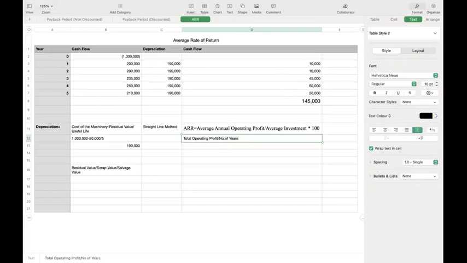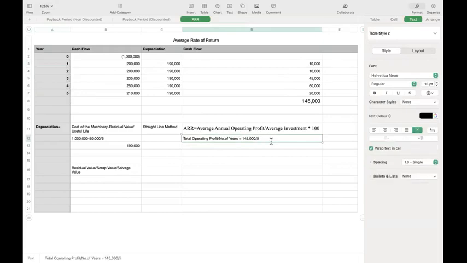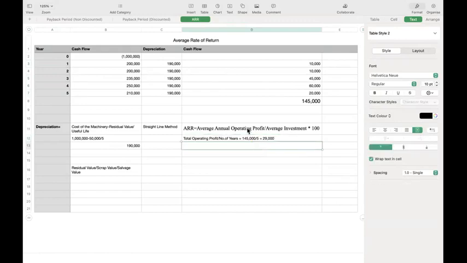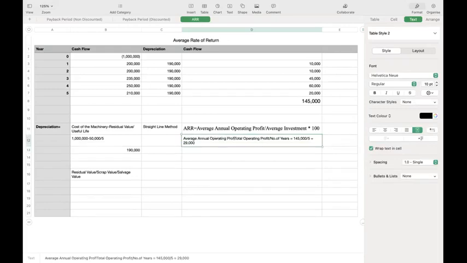So here we have 145,000 divided by how many years? 1, 2, 3, 4, 5 years. So that will give us an answer of 29,000 pounds. So this is our average annual operating profit. So we have one answer.